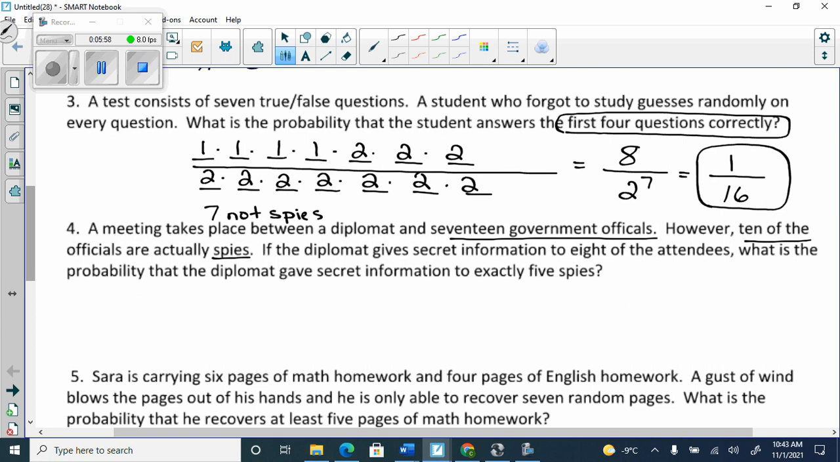If the diplomat gives secret information to 8 of the attendees, so 8 is how many we're choosing, correct? Top and bottom, we're going to choose 8. Whatever comes after probability affects only the top, though, right? What is the probability the diplomat gives secret information to exactly 5 spies? So exactly 5 spies. How many people is he giving information to in total?